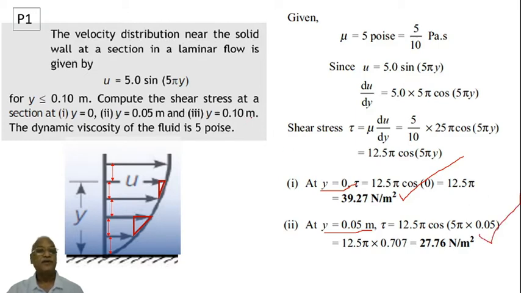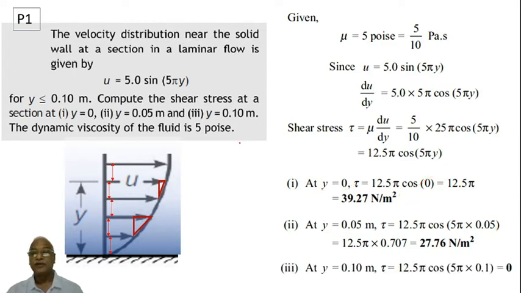Even further, that is y equal to 0.1. If you calculate that, the shear stress is reduced to 0, meaning at a distance of 0.1, the velocity is no different, it is remaining the same. That's why there is no du, it is 0. So as it becomes 0, the shear stress becomes 0.